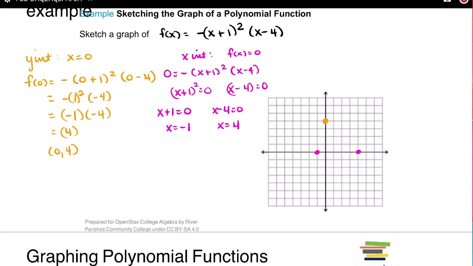So now we need to find the multiplicities. So the multiplicity here is 2. So that's even. So that means it's going to bounce. So at x equals negative 1, it's going to bounce off the x-axis. The multiplicity here is 1. It's single, so it's going to go straight through.